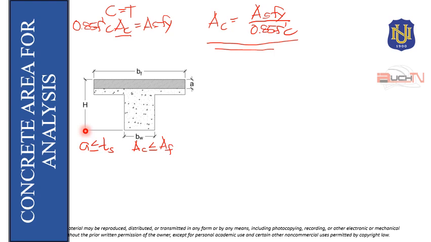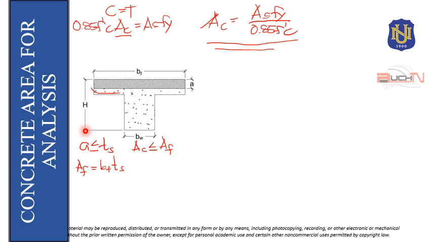So, yung area ng flange natin will be equivalent to BF times the thickness of slab. Ito ngayon yung i-compare natin dun sa concrete area or concrete compression area na nakuha natin kanina or yung galing dito sa equation na to. So, kapag na-prove natin yun, we can proceed to analysis of rectangular.